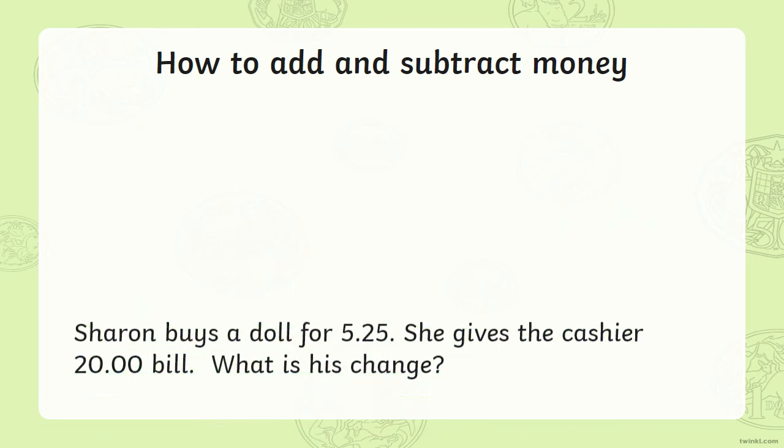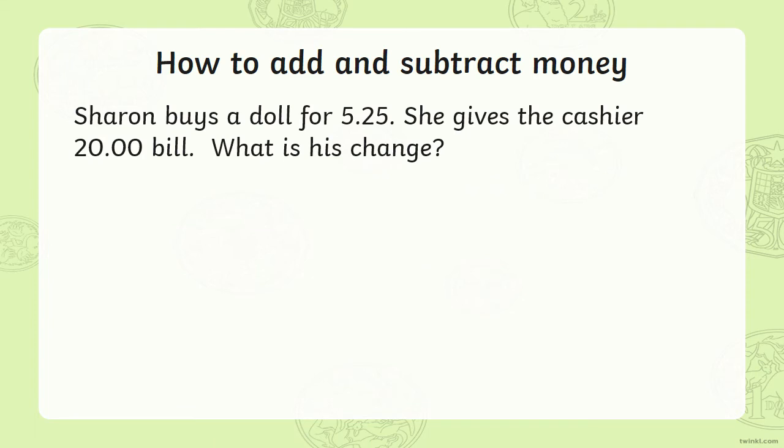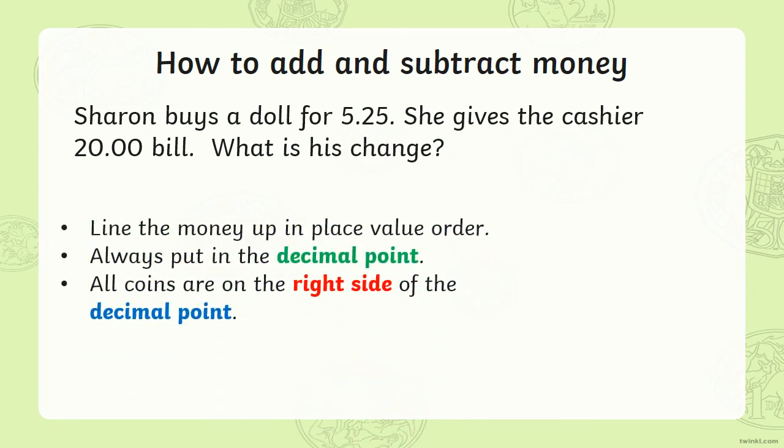Okay, we are going to look at another word problem. Here we said Sharon buys a doll for $5.25. She gives the cashier a $20 bill. What is the change? What is the operation we're going to use here? Will it be addition or subtraction? That's right. We are going to use subtraction. All right. Our clue word change tells us that we are going to subtract.